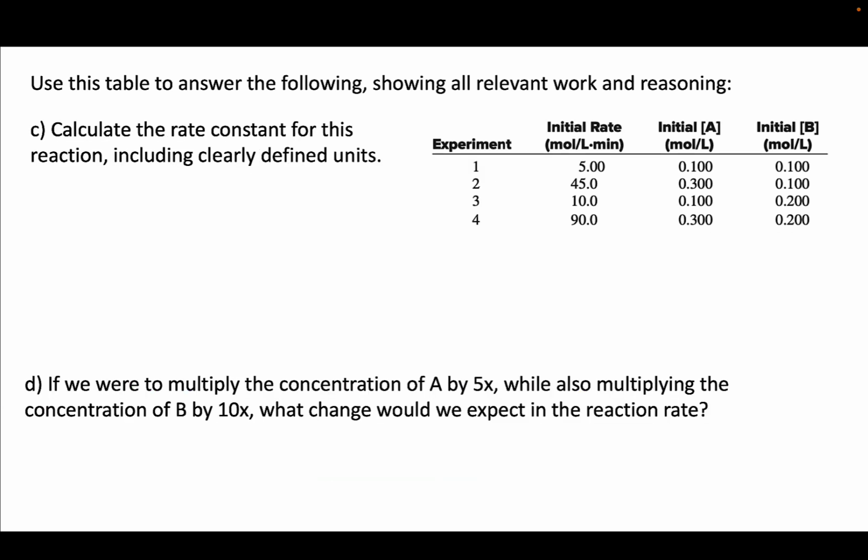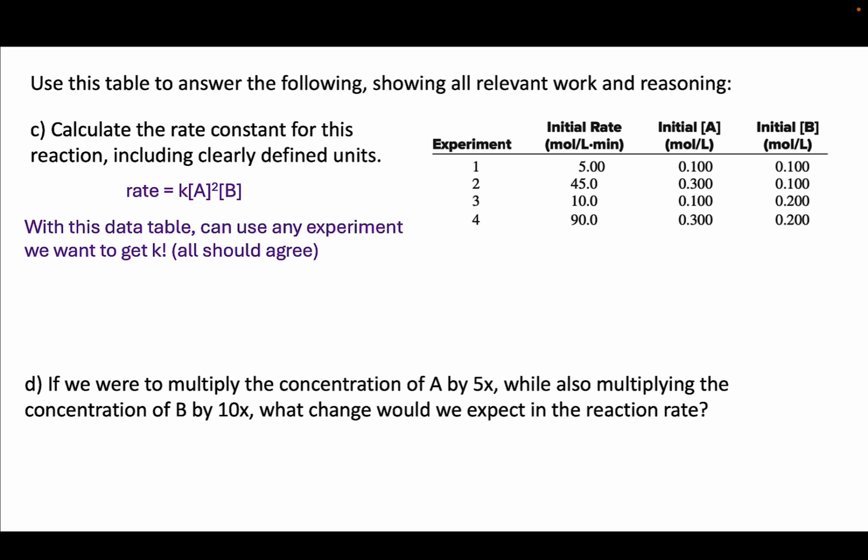Now with this data we want to calculate the rate constant, including our units. We already have our rate law. All we need is our rate constant. To do this, remember that K should be the same no matter what experiment we use. We can use whatever experiment we want and get K. They should all agree. In this case, you only need to calculate with one, but they'll all give the same constant.